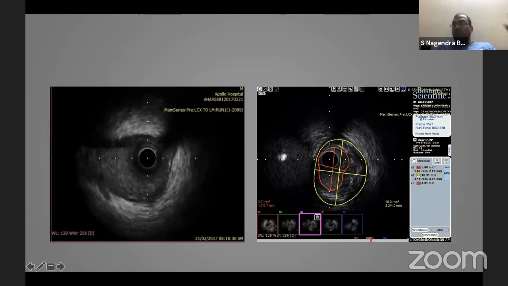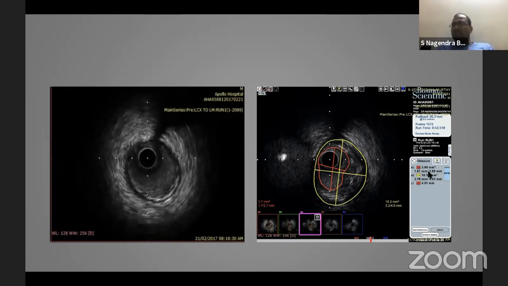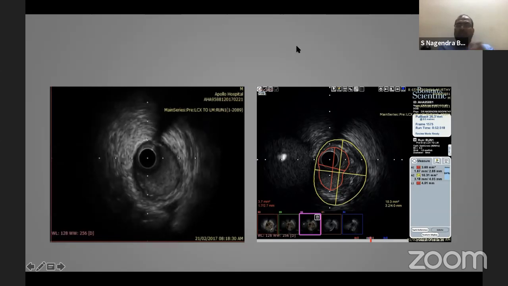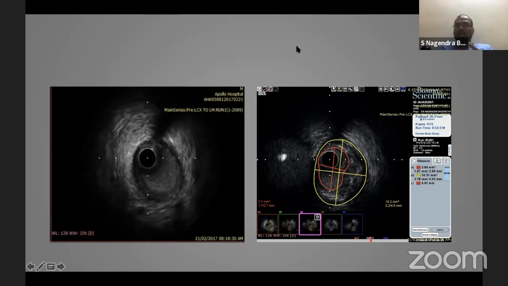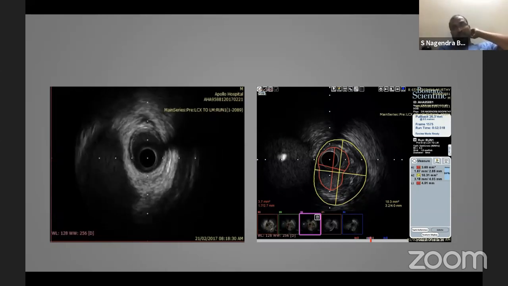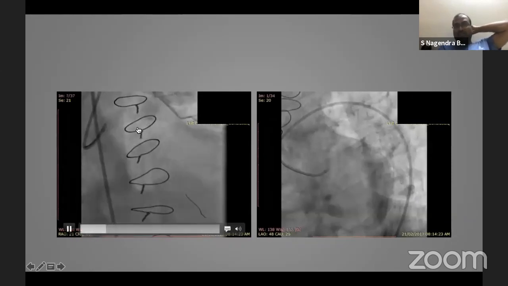The side branch is prone to being lost. But here the side branch minimal lumen area itself is 3.6. So upfront we decided we were going to handle this patient using a two-stent strategy. Even in this cranial view, you can appreciate a significant ostial circumflex lesion as compared to the LAD.